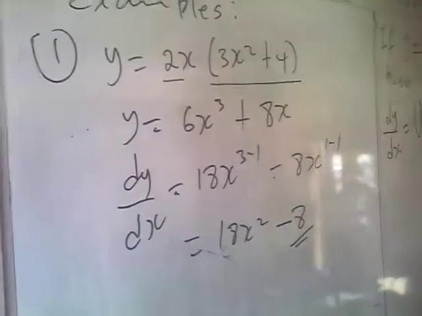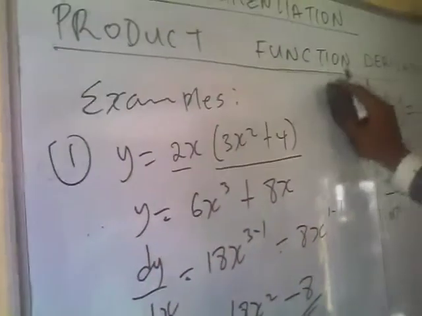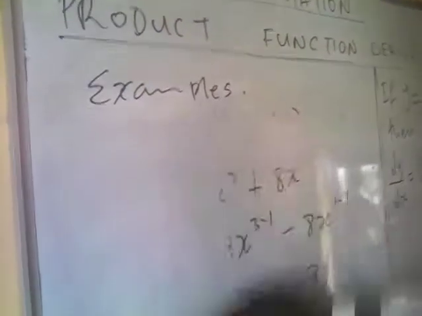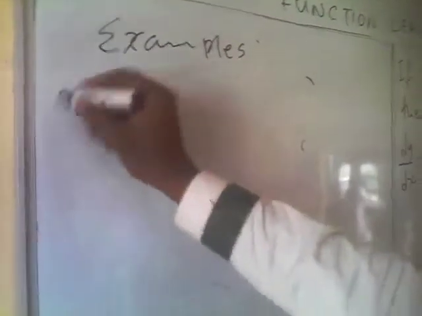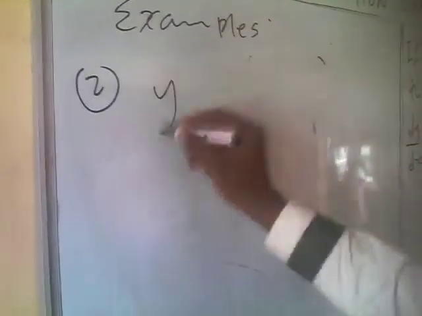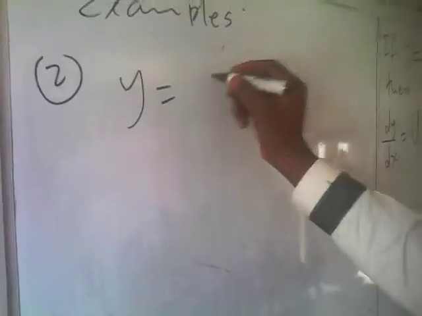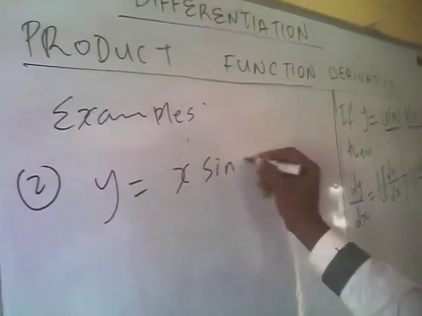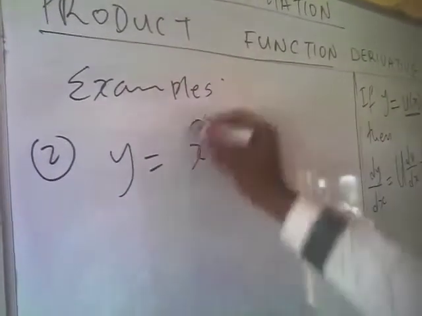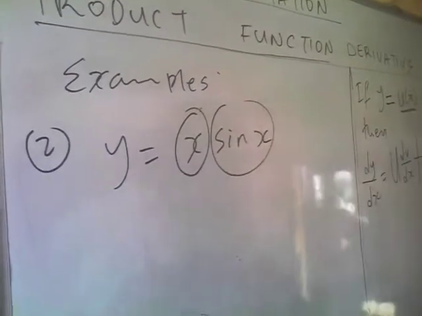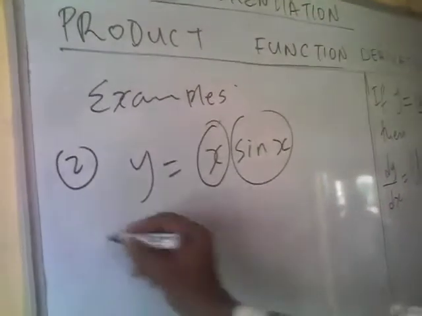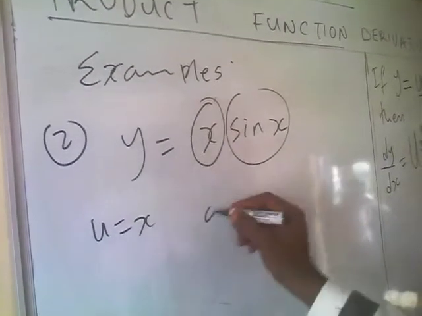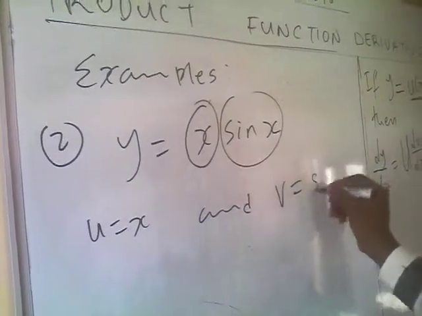Now, we can move further to another example, example 2. We are considering example 2 now under the same product function rule. If our y is equal to x sine x, now this is a function and this is a function. If it is not a constant, it is a function. So we know that our u here is x and our v is sine x.